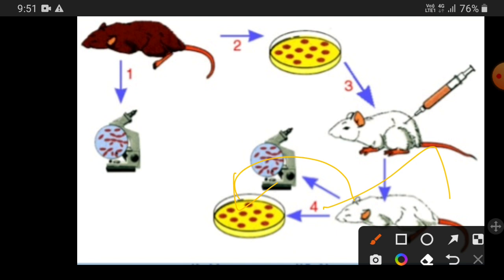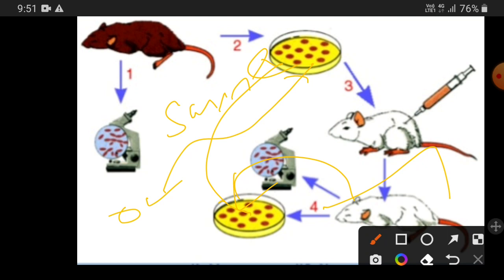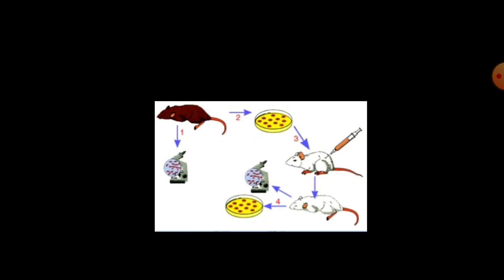And according to Robert Koch, the causative agent should be the same as the originally inoculated pathogen. That means this pathogen and that pathogen are exactly the same. So that is the general Robert Koch postulate.